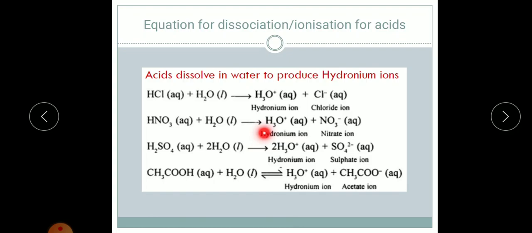Similarly, HNO3 gives hydronium ion and nitrate. H2SO4 gives 2 molecules of hydronium ion and sulfate. Acetic acid, when dissolved in water, will form hydronium ion and acetate. So in each and every case, there is a formation of hydronium ion. This formation of hydronium ion indicates that the compounds we have taken here are acids. So acids dissolve in water to produce hydronium ions.